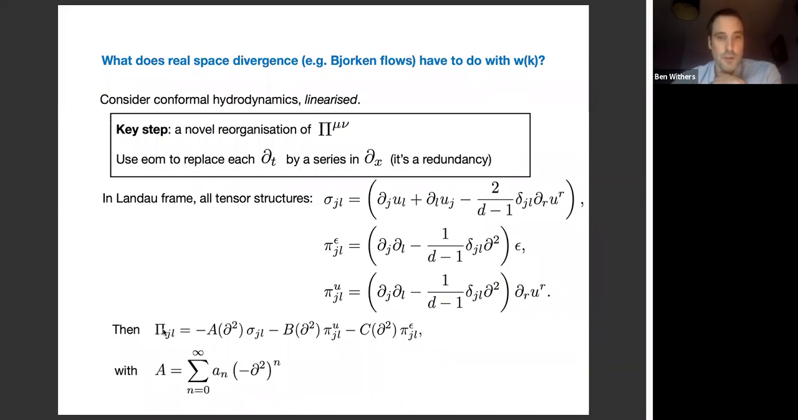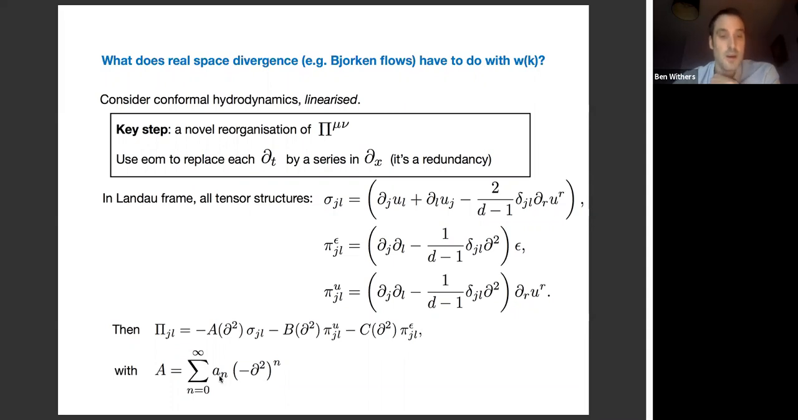So the most general constitutive relation is the following. Pi j L is a general function of Laplacians, spatial Laplacians, acting on the shear tensor, a general function of spatial Laplacians acting on this 3-derivative object, and a general function of spatial Laplacians acting on this 2-derivative object.